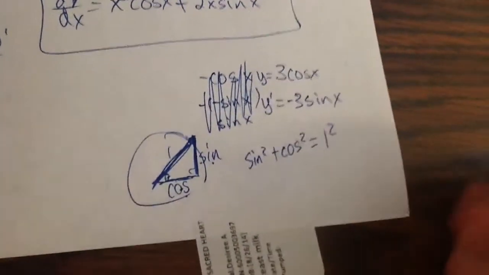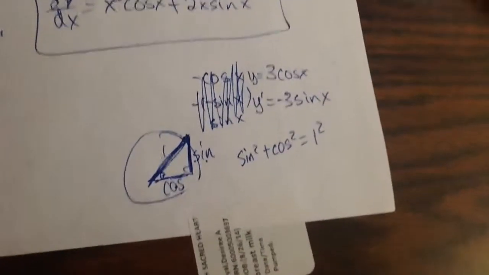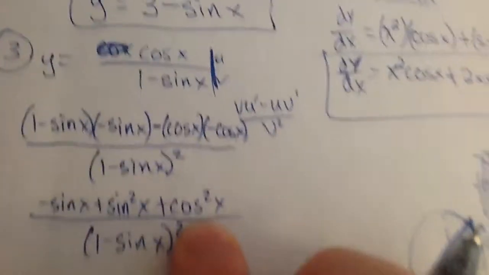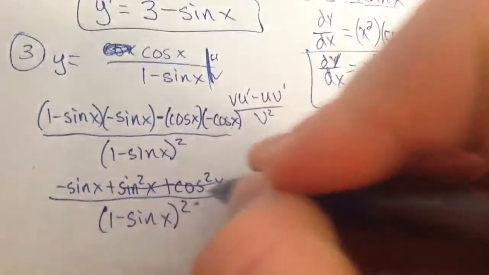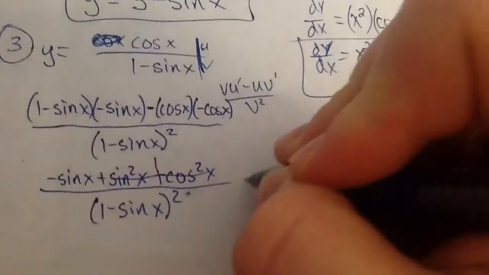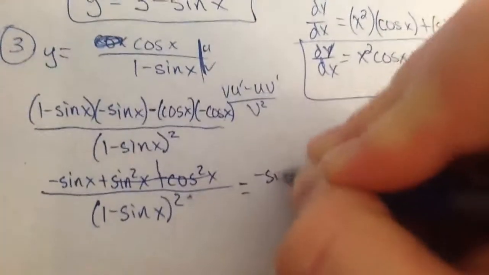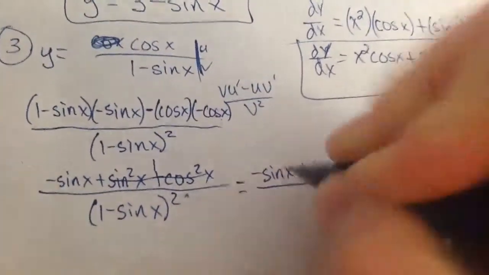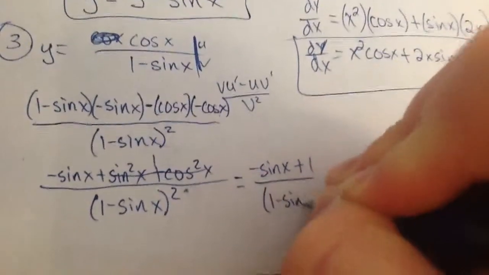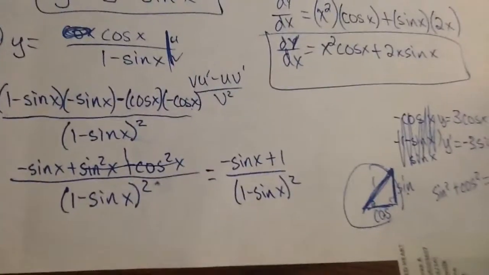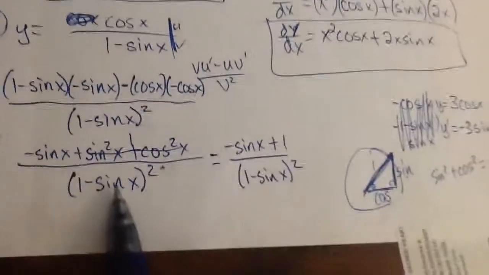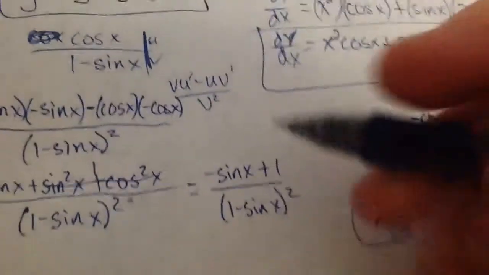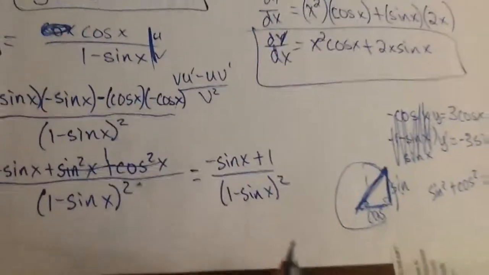So these are called trig identities. We might have to do a few more of these later this year. But for now, whenever you see sine squared of x plus cosine squared of x, that's the same thing as just 1. So now we have negative sine of x plus 1 over 1 minus sine of x squared. Your homework, I won't give you any with identities in it, or I don't think I did. I hope not. If I did, you'll probably just get to a point like that and just have to stop.